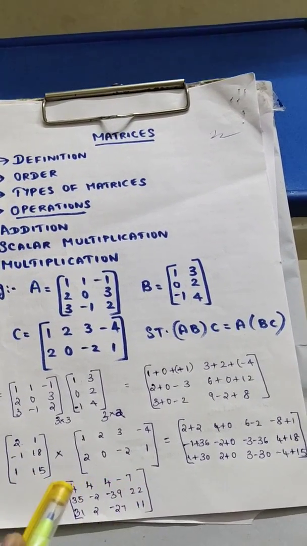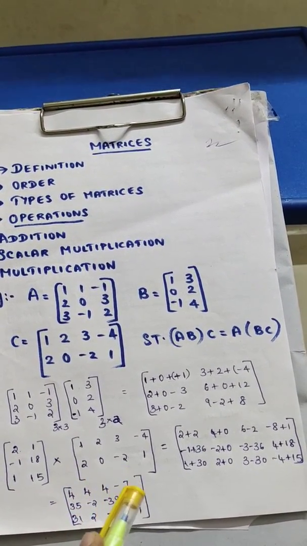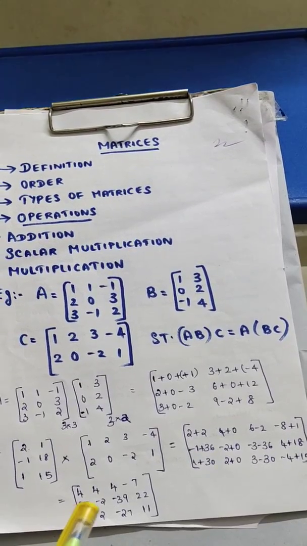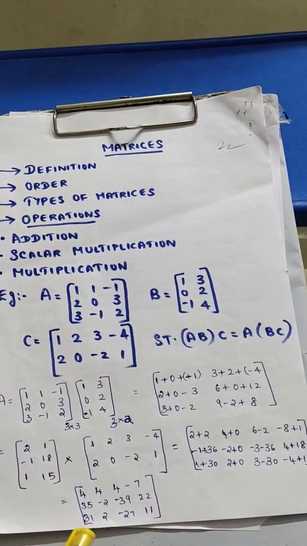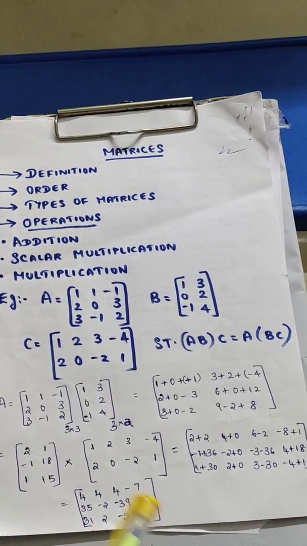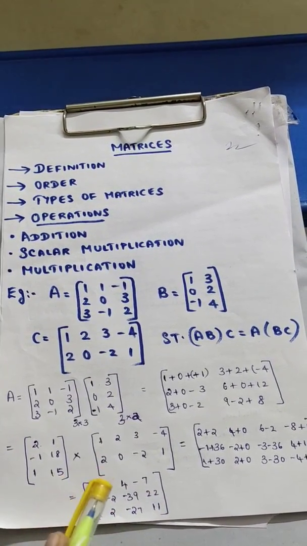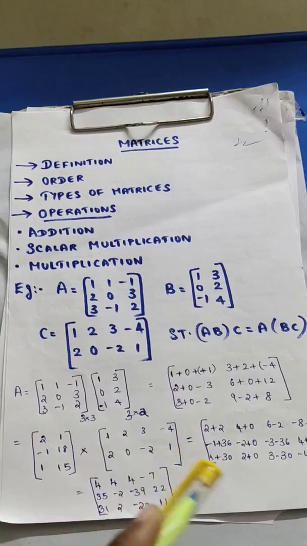In first row you have 4, 4, 4, minus 7. Second row you have 35, minus 2, minus 39, 22. And last row you have 31, 2, minus 27, 11. So that is your LHS AB into C. Now let us do A into BC.